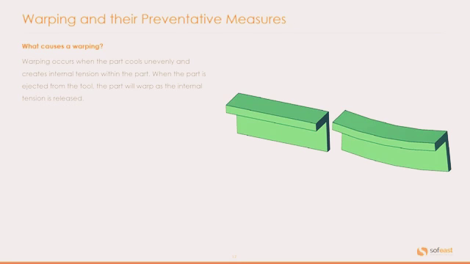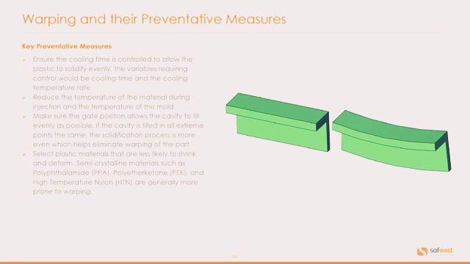Warping is another common problem. Warping occurs when the part cools unevenly and creates internal tension within the part. When the part is ejected from the tool, the part will warp as the internal tension is released. Some key preventative measures to avoid warp in a product. Ensure the cooling time is controlled to allow the plastic to solidify evenly.